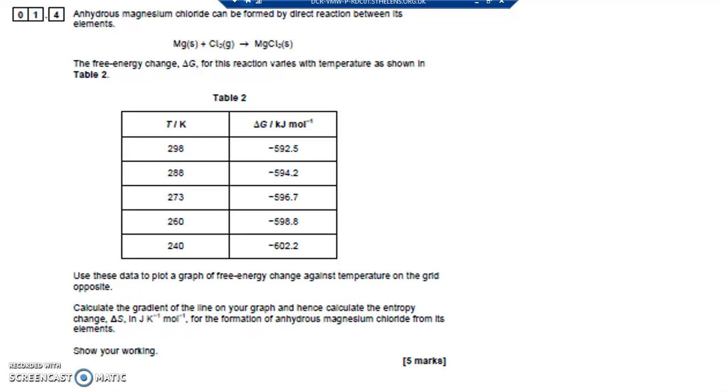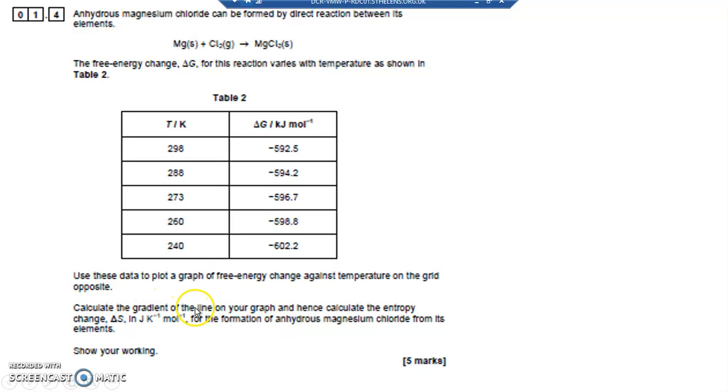Question 1.4. Anhydrous magnesium chloride can be formed by the direct reaction between its elements. So I've got magnesium solid, chlorine gas making MgCl2 solid. The free energy change, so Gibbs free energy change for this reaction, varies with temperature as shown below. So I've got temperature in Kelvin and I've got Gibbs free energy change in kilojoules per mole. Use the data to plot a graph of free energy change against temperature on the grid opposite.